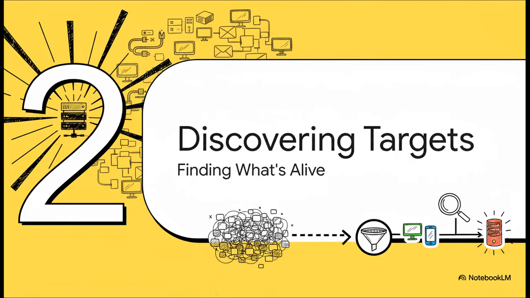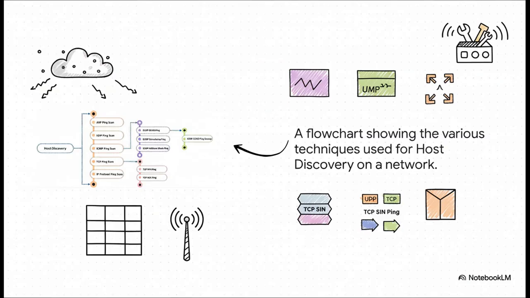So how does an attacker actually get started? The very first thing they have to do is separate the signal from the noise. They have to find the handful of active machines in a huge ocean of possible IP addresses. And as you can see here, there's not just one way to do this. You've got a whole toolkit of options. If you're on the same local network, you might use something called an ARP scan. If you're scanning over the internet, you'll probably send out different kinds of digital pings using protocols like ICMP, TCP, or UDP. Which one you use really just depends on what kind of network you're up against.